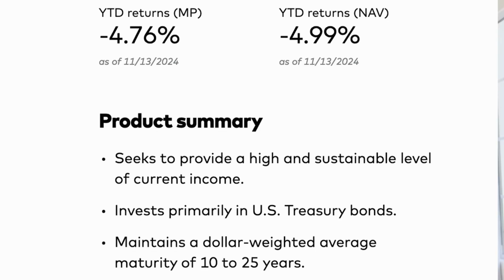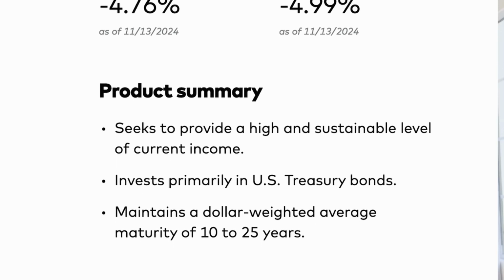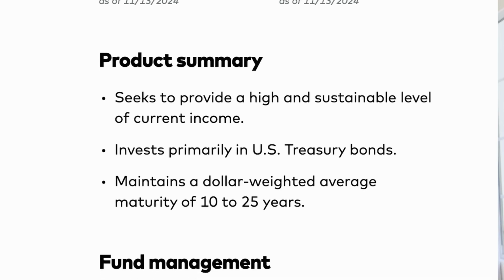And this is a great fund because it has a pretty low expense ratio. Just as a quick overview on this bond fund, it basically seeks to provide a high and sustainable level of current income, and it invests primarily in US Treasuries with an average maturity between 10 and 25 years. So when we're talking about long term, that's what we're talking about, 10 to 25 years.